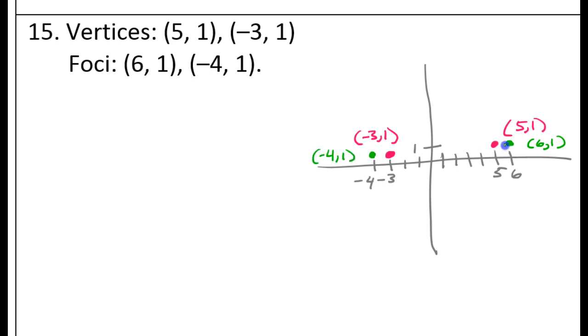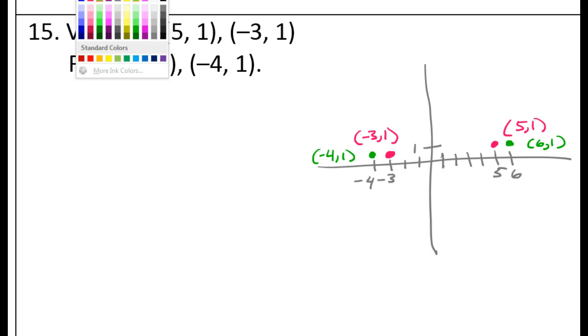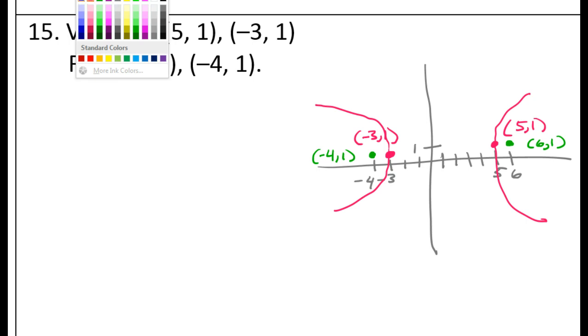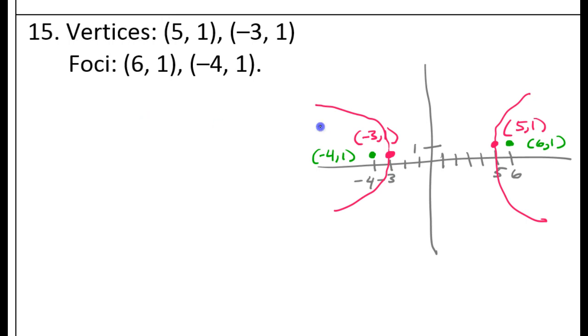Now, if the foci are outside of the vertices, this must be a hyperbola. I can just picture it, can't you? If these are the vertices, then the branches have to wrap themselves around the foci like this. So I have a horizontal hyperbola happening. That tells me a lot of information as far as making this equation.